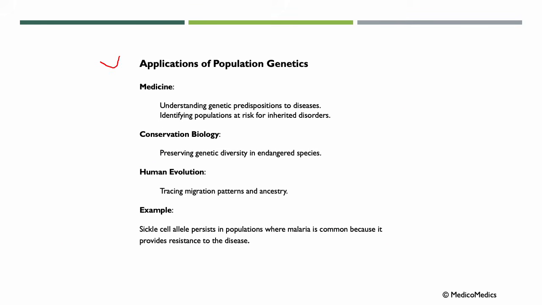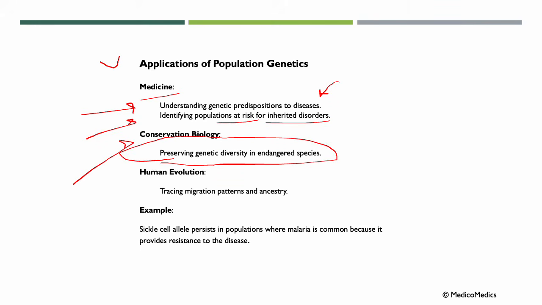Some applications of population genetics. In medicine, for example, understanding genetic predispositions to diseases. It helps identify populations at risk for inherited disorders. In conservation biology, it helps preserve genetic diversity in endangered species. In human evolution, it helps us trace migration patterns and ancestry.